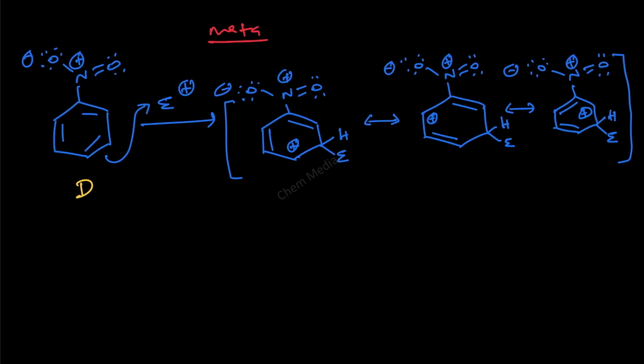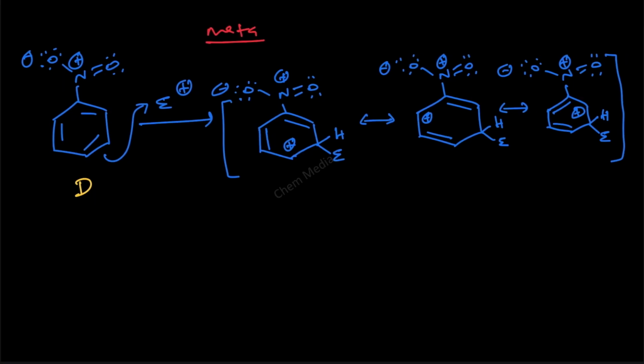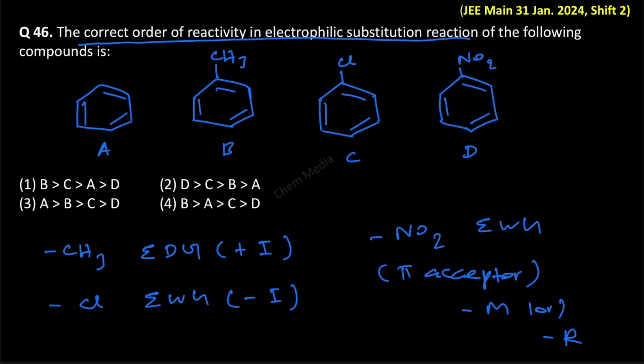However, we still require harsh conditions for electrophilic aromatic substitution happening at the meta position, like high temperature or strong acids. Therefore, the reactivity of D, that is nitrobenzene, will be very less in electrophilic aromatic substitution compared to the other three compounds. So this means B should come first, isn't it? And D should come last. So this means 2 is wrong, 3 is also wrong.